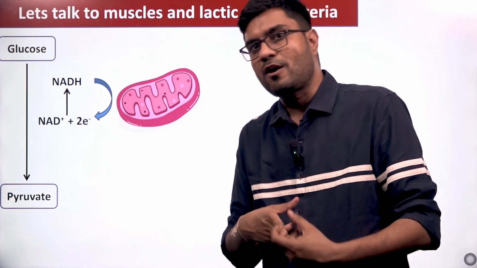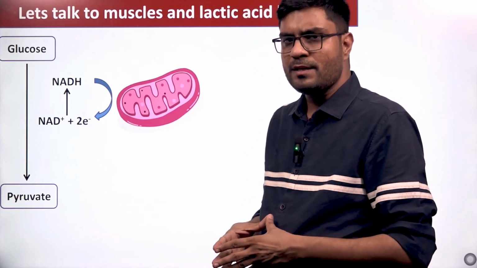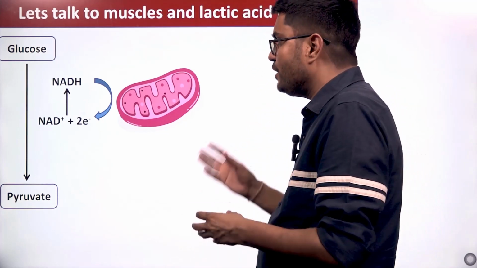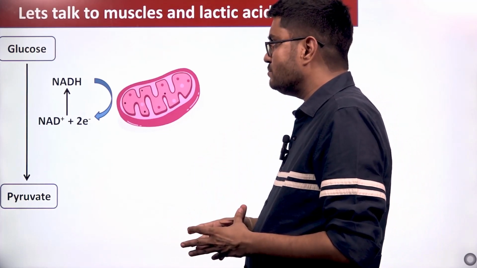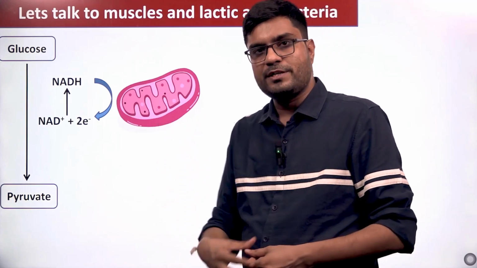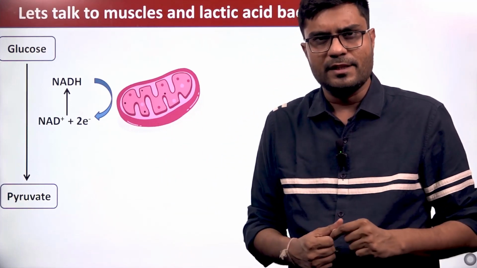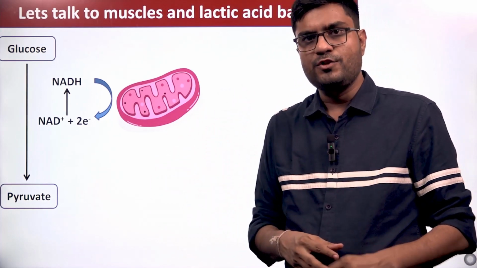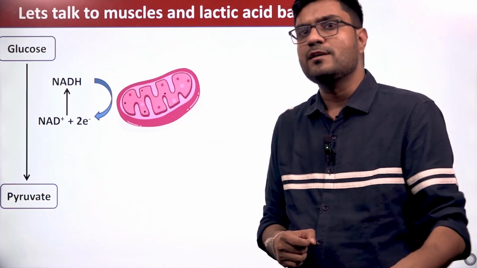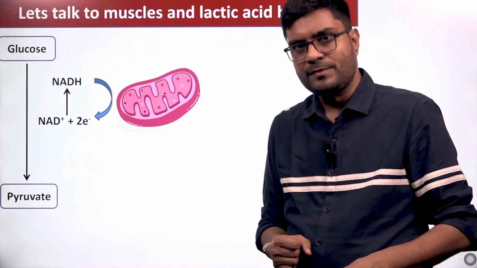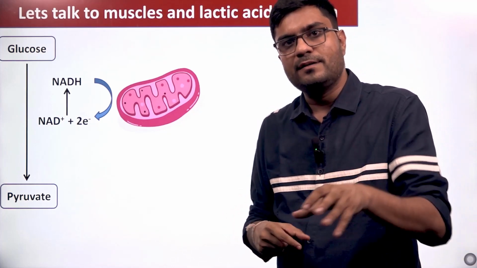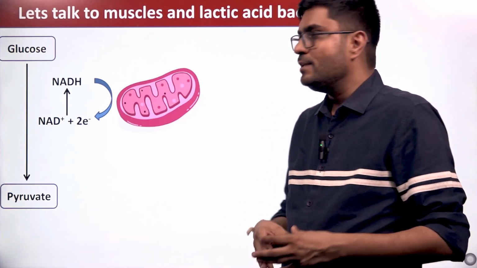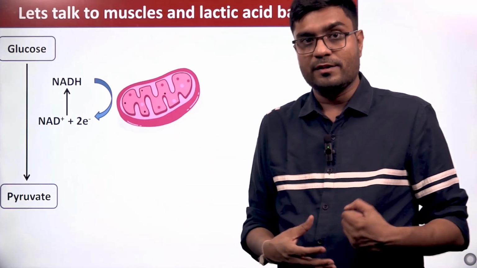Now when we are doing vigorous exercise or heavy exercise, then after some time muscles will start facing the situation of hypoxia. Now during hypoxia, the mitochondrial component is not going to work. The reason is very simple, because the mitochondrial component is utilizing oxygen to run the oxidative phosphorylation. And since in the microenvironment oxygen is not enough, the mitochondrial component will not work.